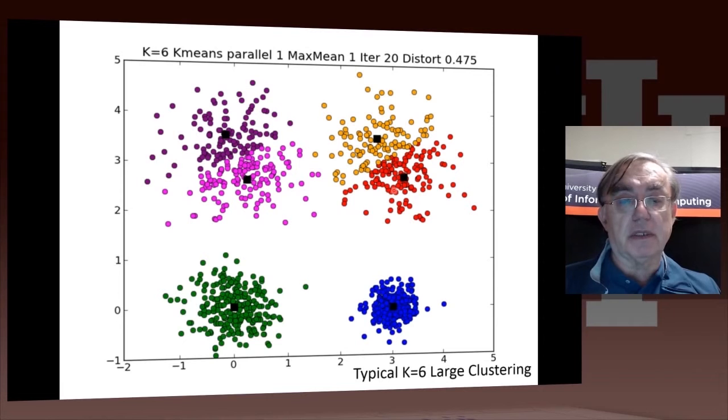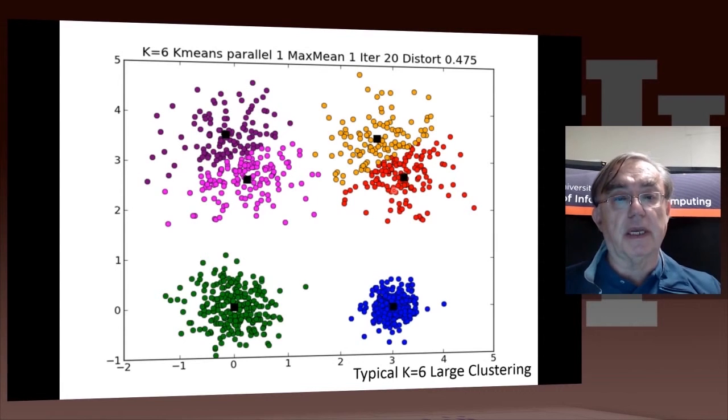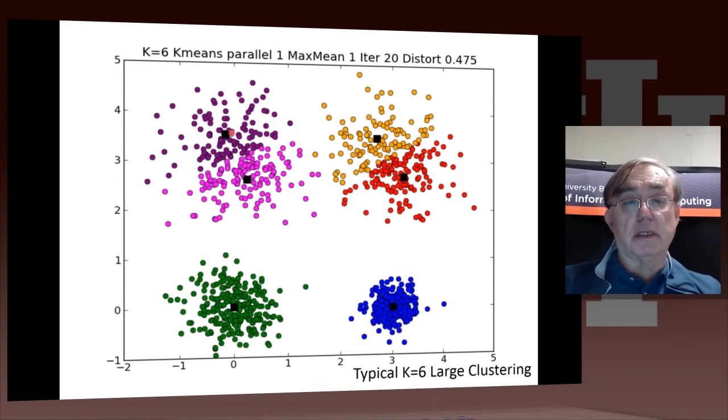So in this particular example, which is the large case with k equals 6, it's actually done something which is probably what you might have expected if it was going to get the right answer. It's kept the 2 smaller clusters at the bottom as one cluster, and it's chopped the 2 clusters at the top each into 2 separate clusters.